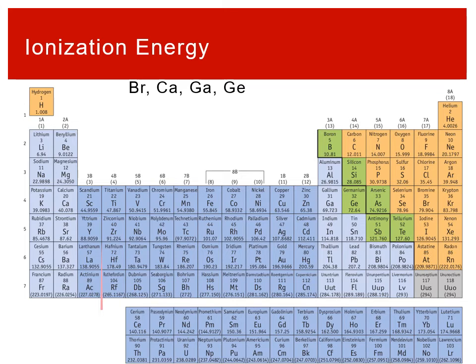All right, so if I take it, I got Br, Ca, Ga, and Ge. I want to find where they are on the periodic table. Highlight them all right there. I can see they are all in the same period, right?